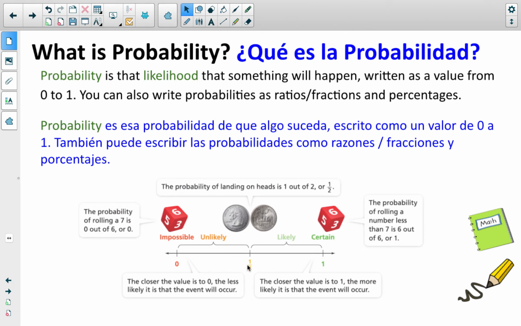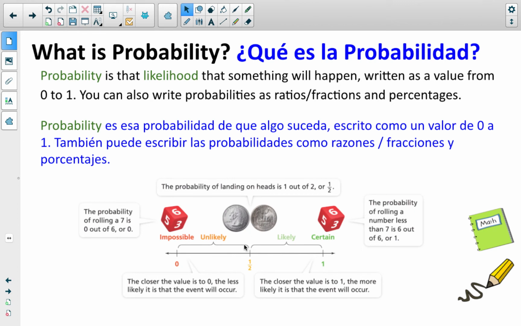Now, this 1/2 point is a 50-50 shot. Flipping a coin is a classic example of something that is called equally likely, or just as unlikely as likely. It's a 50-50 shot. If we have a bag and we put 5 of one color and 5 of another color, that's a 50-50 shot. You're looking for an equal distribution of your options.